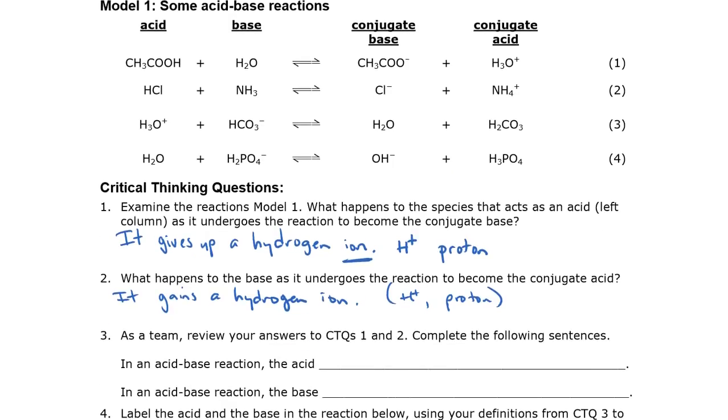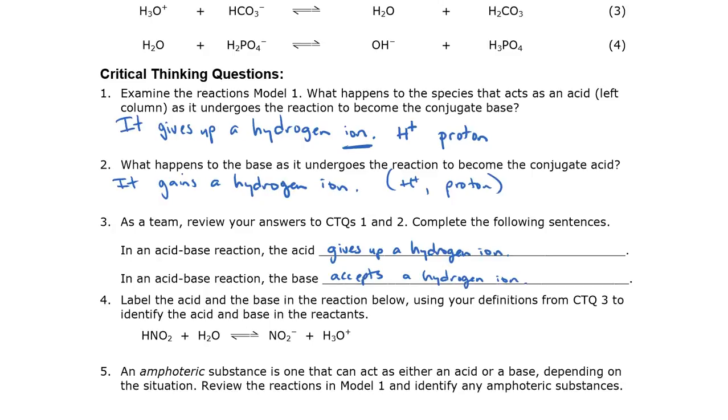So you're ready to answer question 3. Review your answers to questions 1 and 2 and complete the following sentences. So go ahead and complete both sentences. Pause now. Right, so here I'm just putting in what I already had decided on numbers 1 and 2. So in an acid-base reaction, or at least in these acid-base reactions that we're looking at, the acid gives up a hydrogen ion and the base accepts a hydrogen ion. Got it?